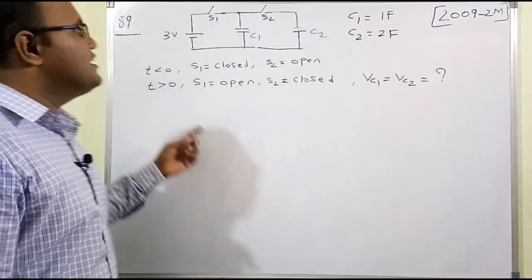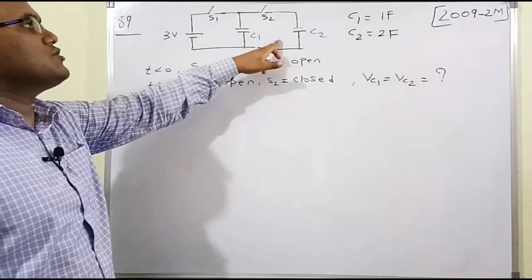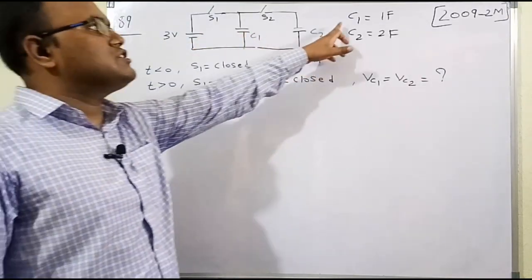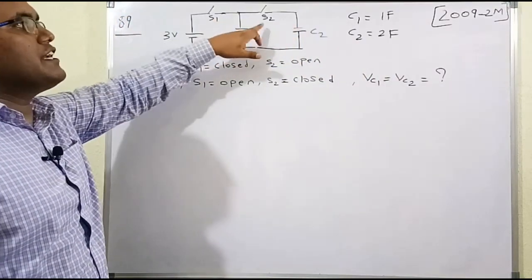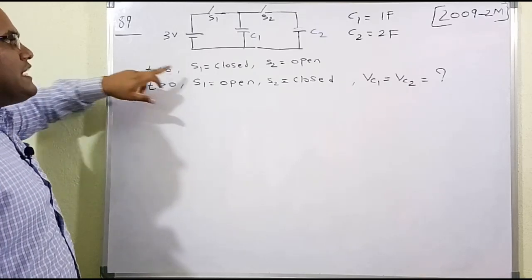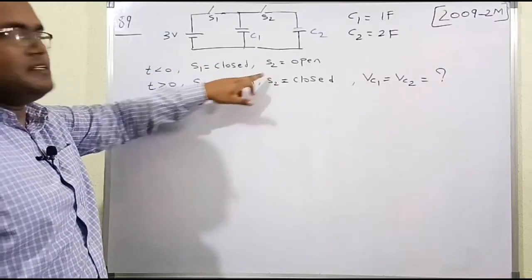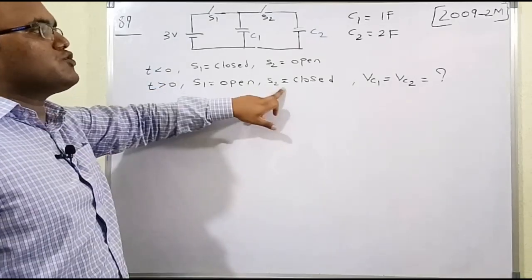In this question, they have given an ideal voltage source of 3 volt and two capacitors, C1 and C2. C1 is 1 Farad and C2 is 2 Farad, and there are two switches, S1 and S2. At t less than 0, S1 is closed and S2 is open, and for t greater than 0, S1 is open and S2 is closed.